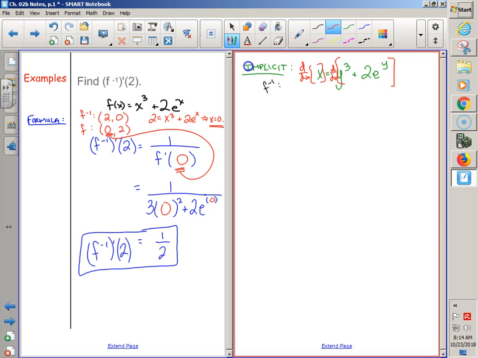So we're going to have to do implicit. And implicit's going to give us 3y squared plus 2e to the y. Wait, what am I missing for both of these since they all have y's? They both would have a dy dx.